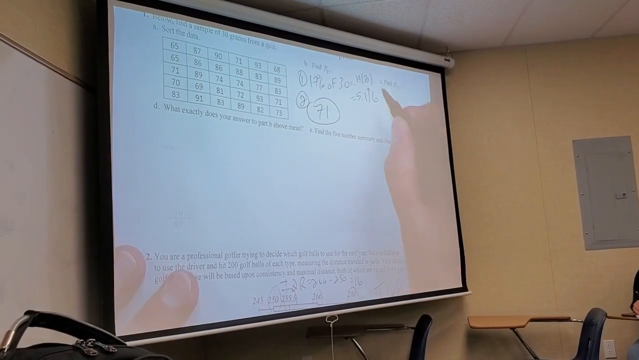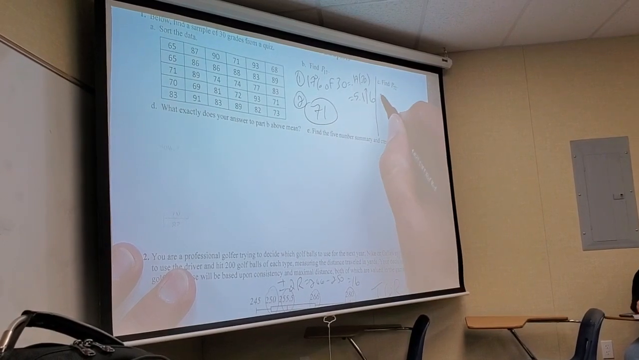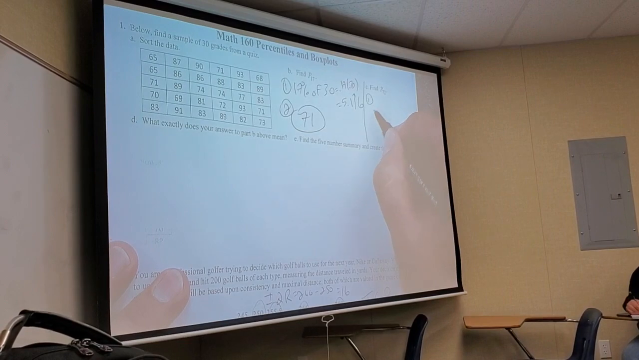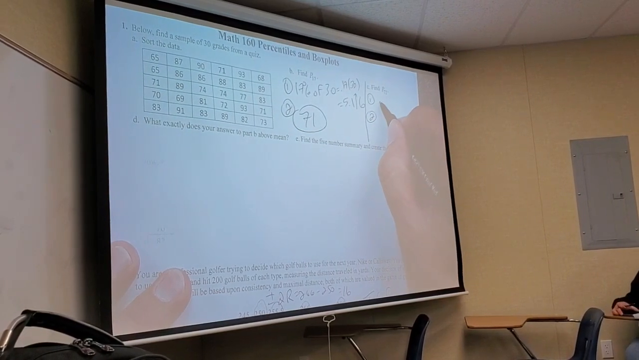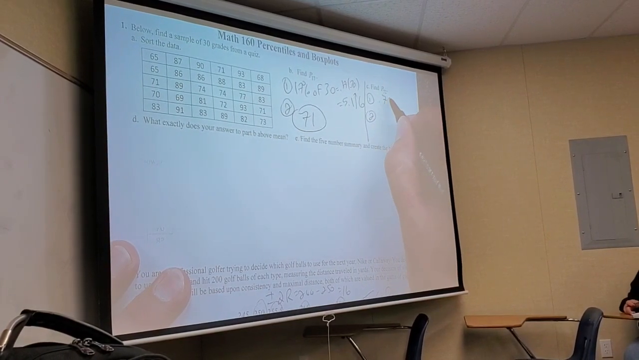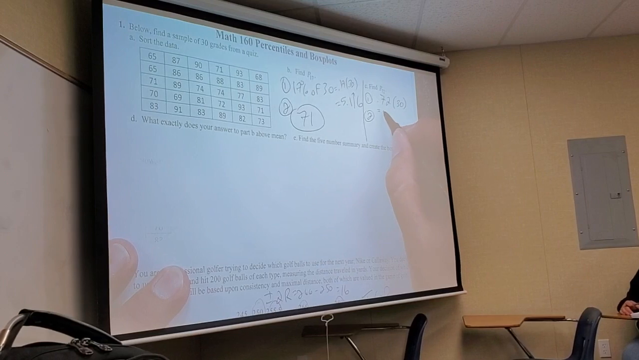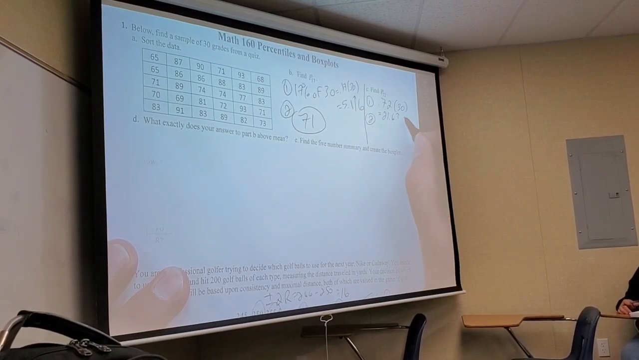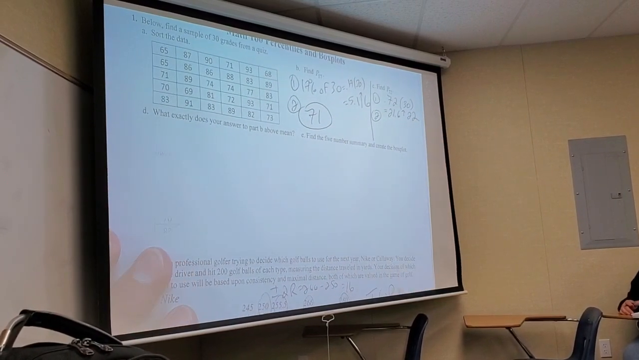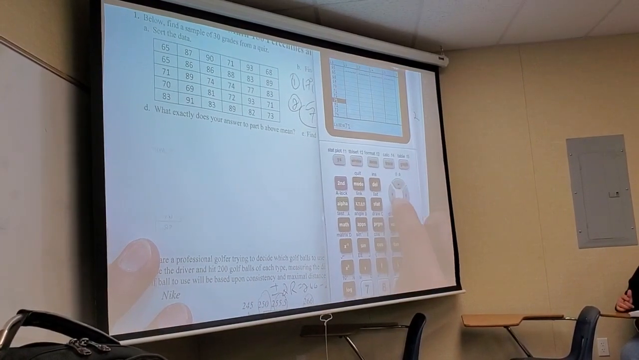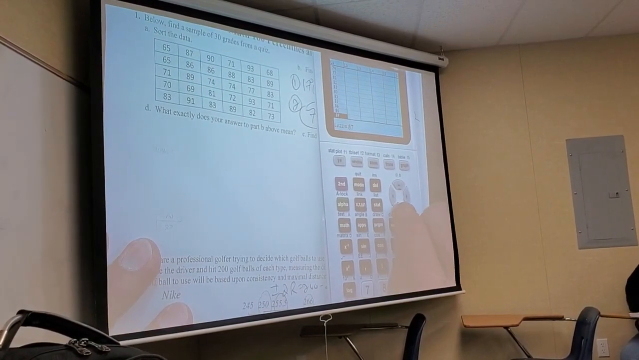So of course, how do I find P72? Same two steps, right? But now I want to take what percentage of 30? 72% of 30. And what is that? 21.6. So I round that up to 22. And the 22nd number, 87. Thank you.